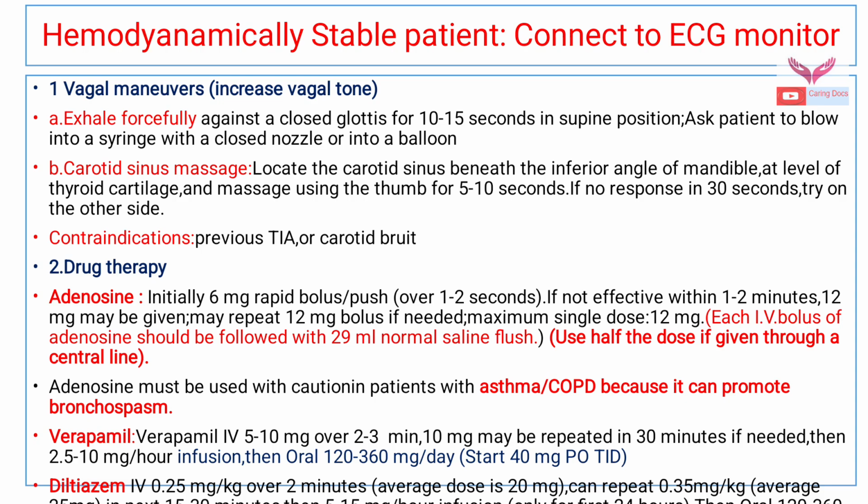milligram per oral TID. We can give diltiazem IV 0.25 milligram per kg over 2 minutes. The average dose is 20 milligram. It can be repeated as 0.35 milligram per kg and average of 25 milligram given over 15 to 30 minutes.